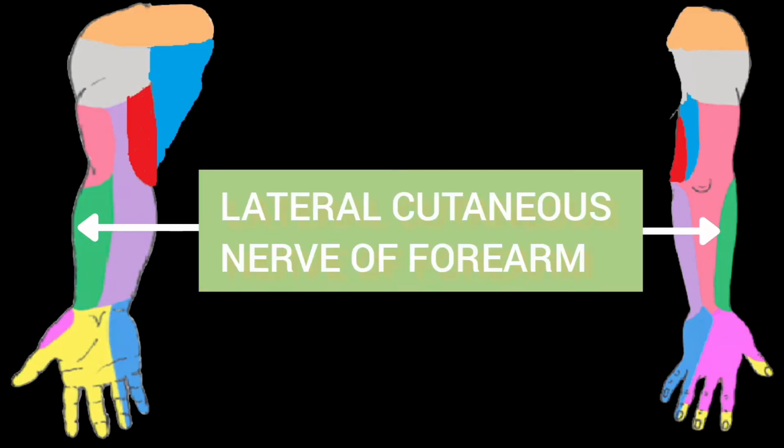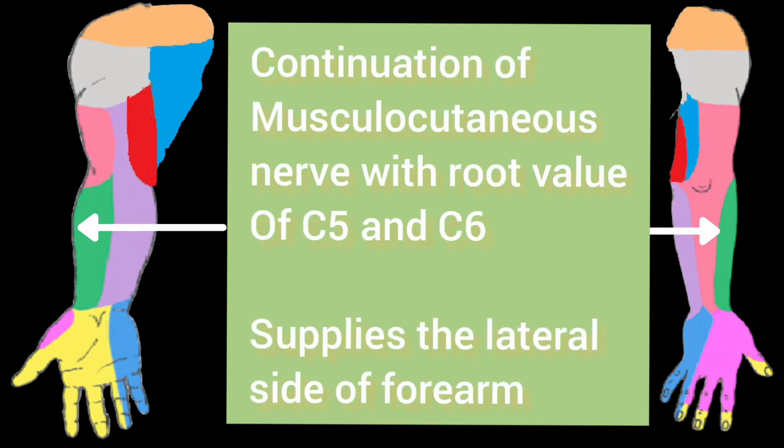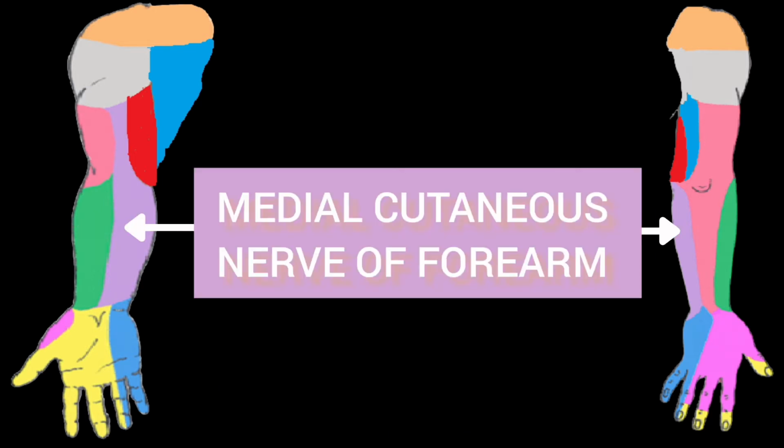The lateral cutaneous nerve of the forearm. It is a continuation of the musculocutaneous nerve with a root value of C5 and C6 and supplies the lateral side of the forearm. The green color area represents the area supplied by the lateral cutaneous nerve of the forearm.